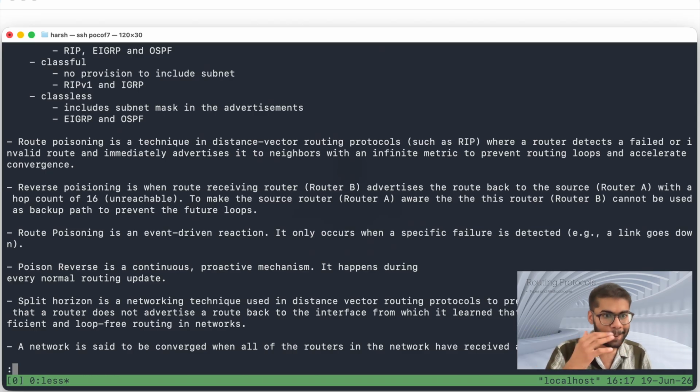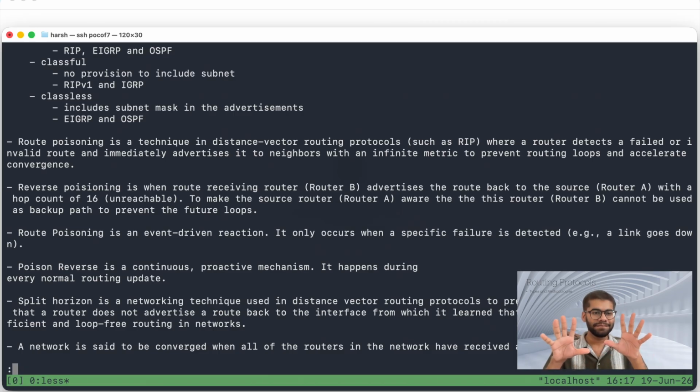Let me explain it. Reverse poisoning is when the route receiving router, which is router B, since router B was the route receiving router from router A, and router A was receiving the routes from external, advertises the route back to the source router A with a hop count of 16, unreachable, to make the source router A aware that router B cannot be used as a backup path, to prevent future loops or layer 3 loops.